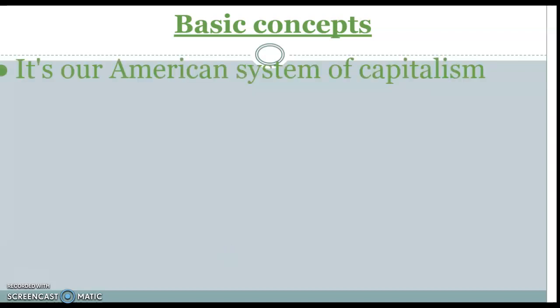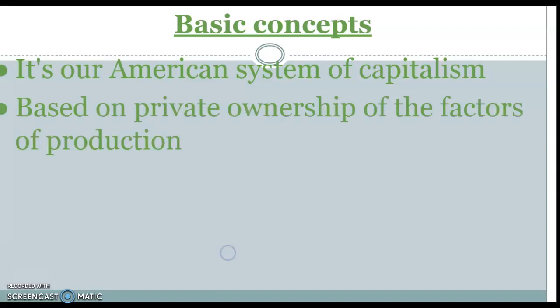So the basic concepts of the free enterprise system is that we are essentially run by our capitalistic economy. It's our American system of capitalism, guys. Our capitalistic society runs on the free hand, or the invisible hand, which is the summary of the free enterprise system.